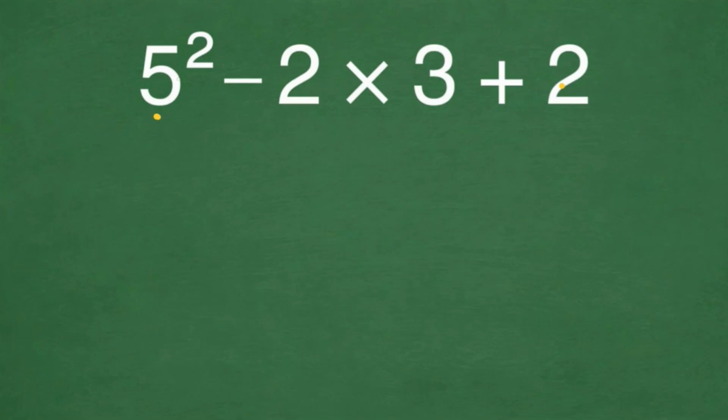So here we have 5 squared minus 2 times 3 plus 2. Which operation should we do first? There are a lot of things to do in this operation, right? That is the confusing part. And there is actually a rule we need to follow. We can do this in a lot of different ways.